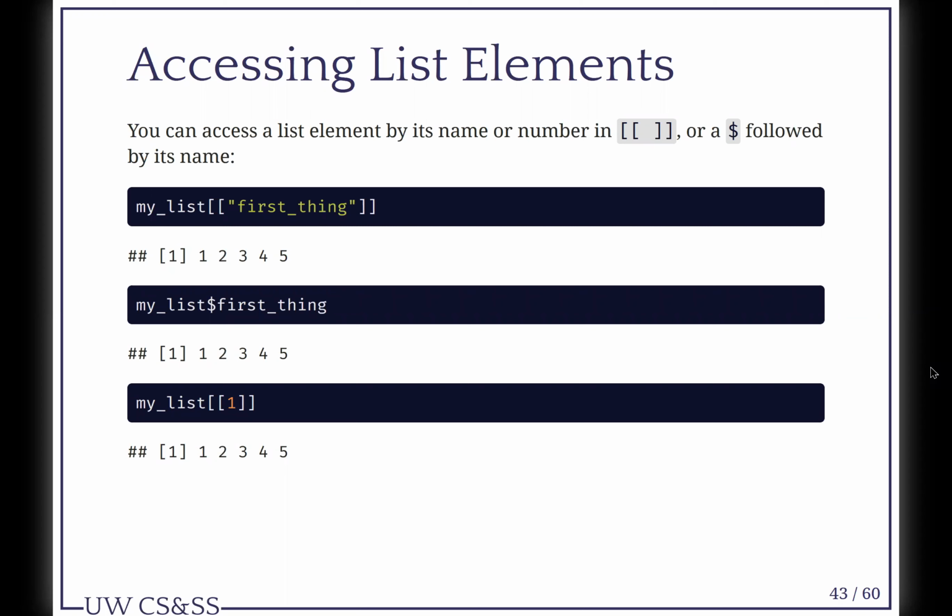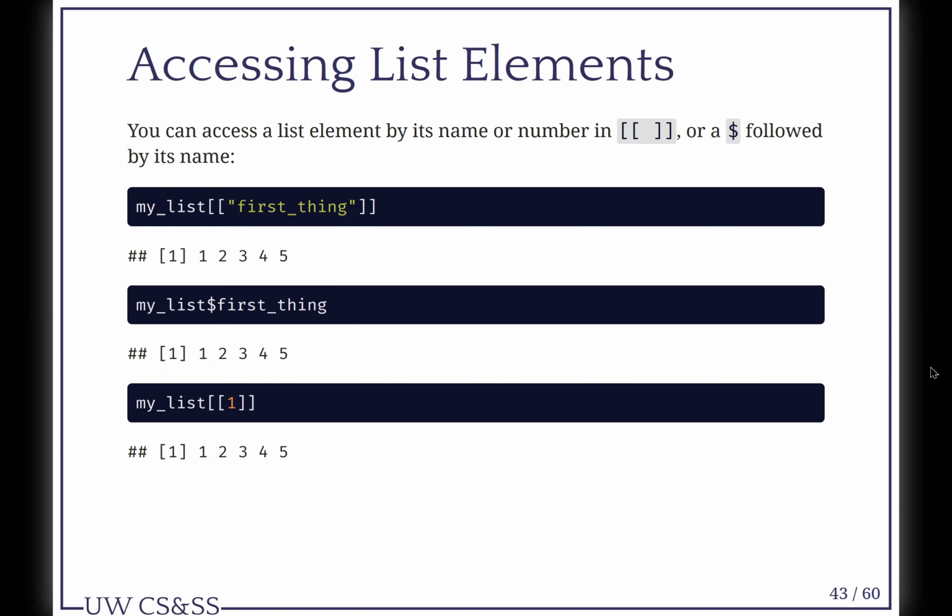To access the list elements, you can use its name or a number inside of double brackets. Or you can use the $ extraction operator followed by its name. For instance, we could say my list double brackets first thing, and we'll get that vector of 5 elements. We could say my list extract first thing, and we'll get that vector of 5 elements. Or we could say my list double bracket number 1, meaning the first element of my list, and we'll get the same vector.